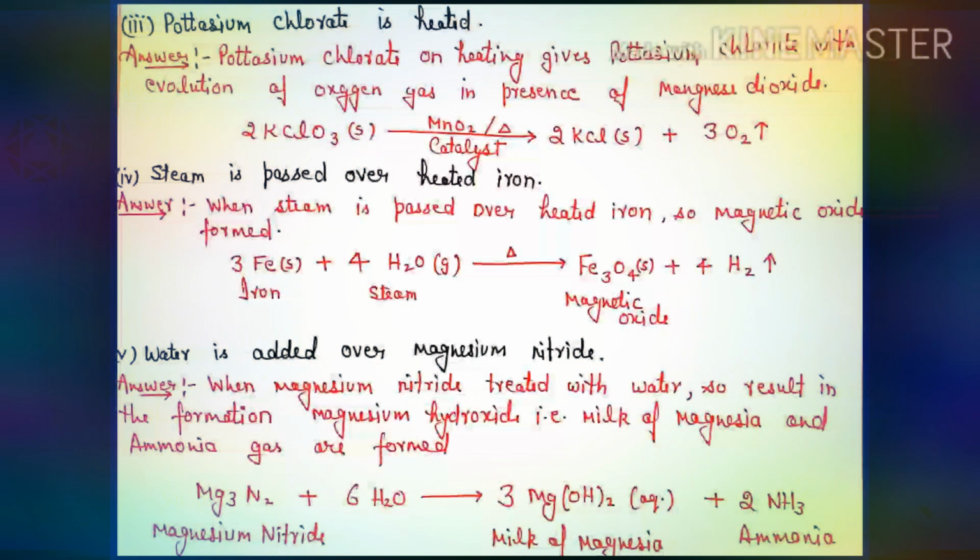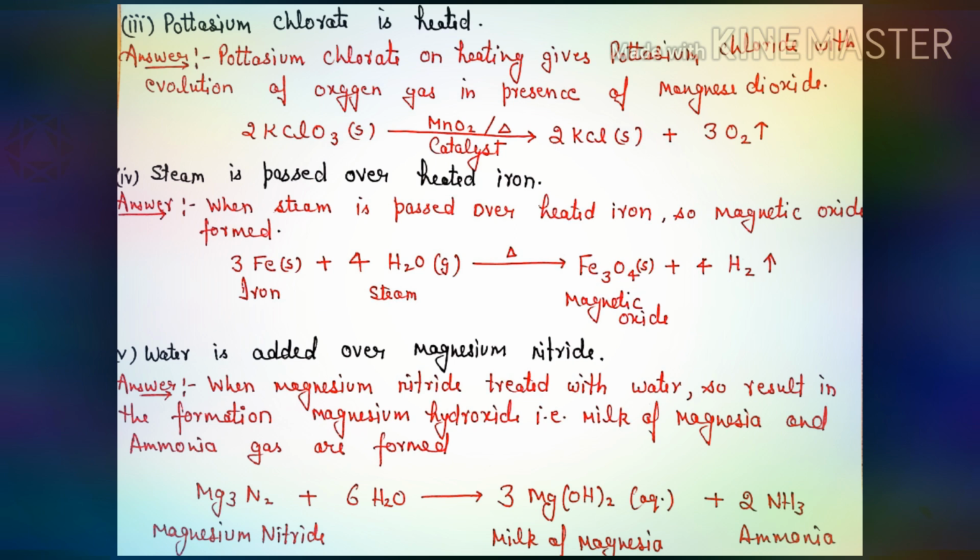Number 3: potassium chlorate is heated. Potassium chlorate on heating gives potassium chloride with evolution of oxygen gas in presence of manganese dioxide. The reaction is mentioned. Number 4: steam is passed over heated iron. So when steam is passed over heated iron, magnetic oxide Fe3O4 is formed.